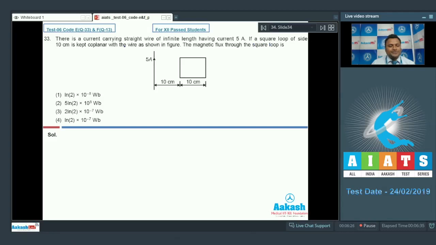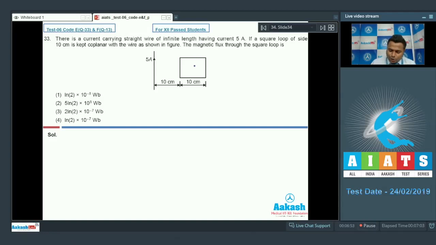If the square loop of side 10 cm is kept coplanar with the wire as shown in the figure, what will the magnetic flux through the square loop be? Now, here we have to calculate the magnetic flux bounded with this square loop. But this square loop is kept in a region of varying magnetic field. If you move toward the wire from the square loop, then the magnetic field is changing.